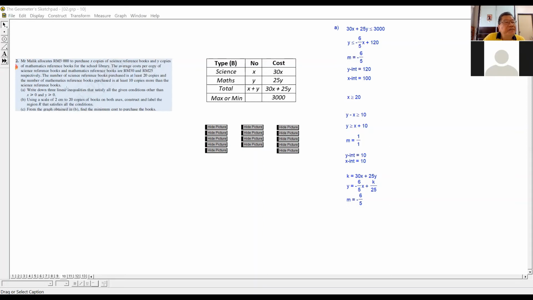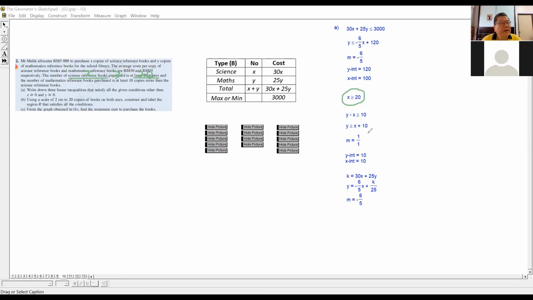Next, the number of science reference book is at least 20 copies. Now, the science reference book is actually X. Science reference book is X, must be at least 20. So at least means it must be greater than or equal to 20. So that's how I get this inequality here.